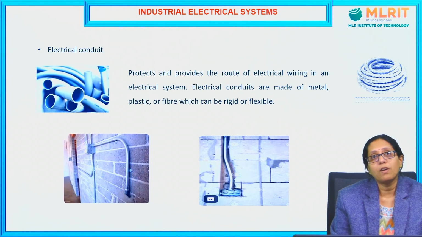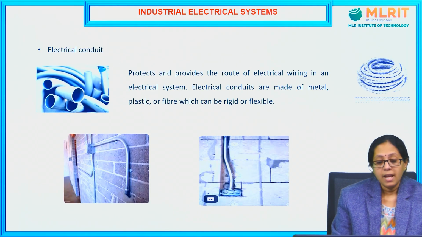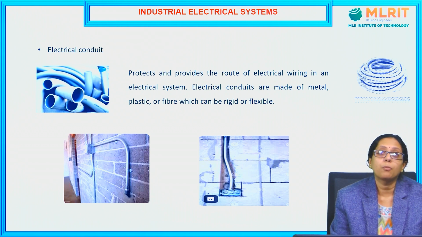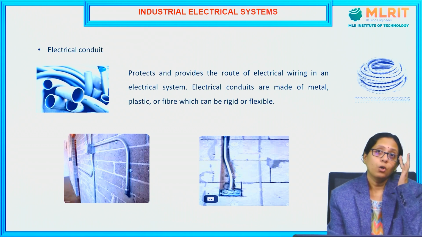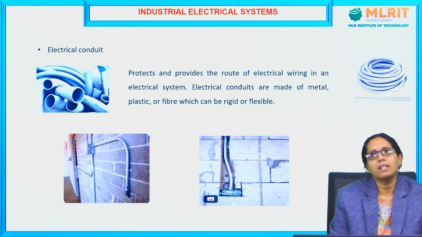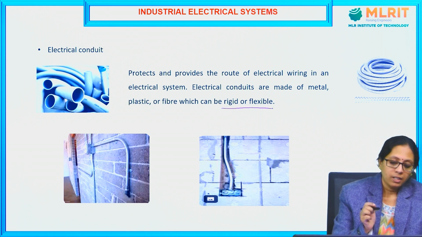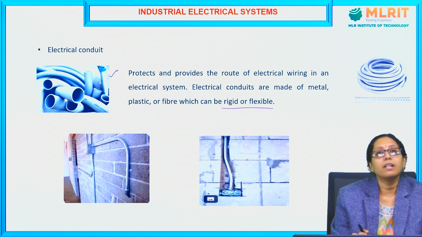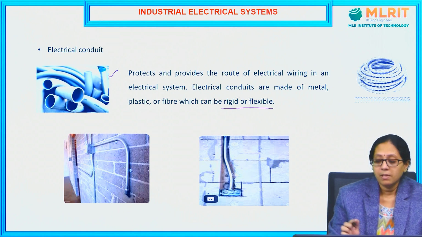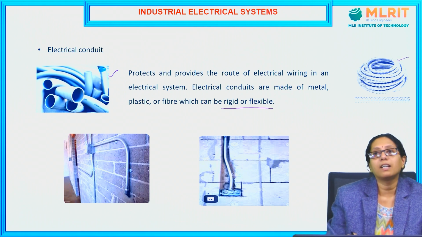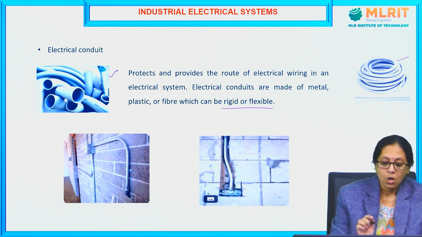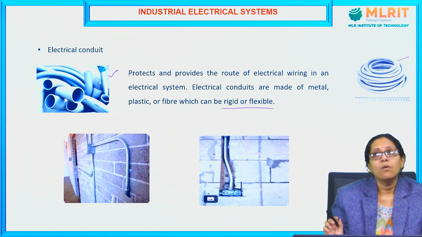The third type of appliance is electrical conduit. Electrical conduit is nothing but that which protects and provides the route of electrical wiring in an electrical system. Electrical conduits are made up of metal, plastic or fiber which can be rigid and flexible. The first type of electrical conduit is the rigid type. The second type is the flexible type. Both can be used.